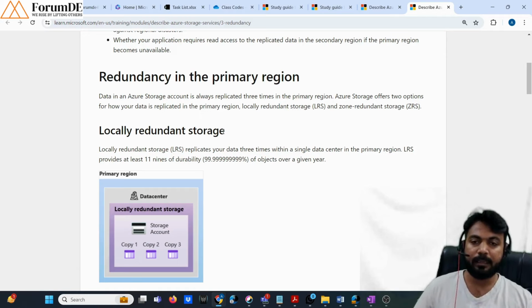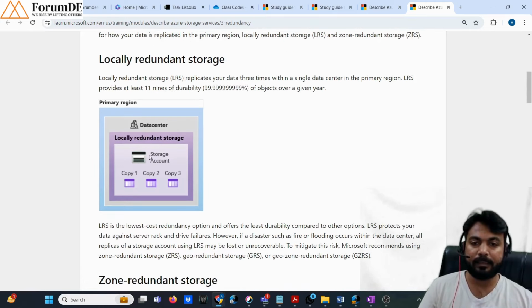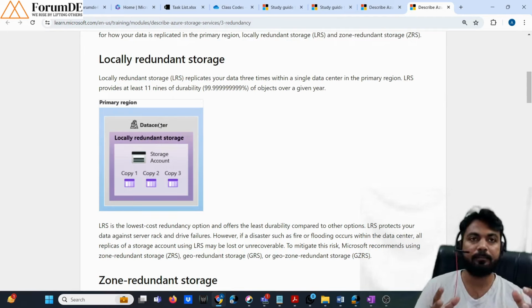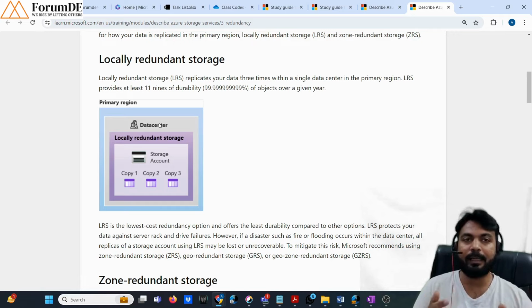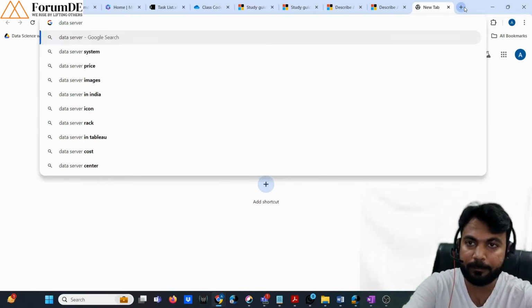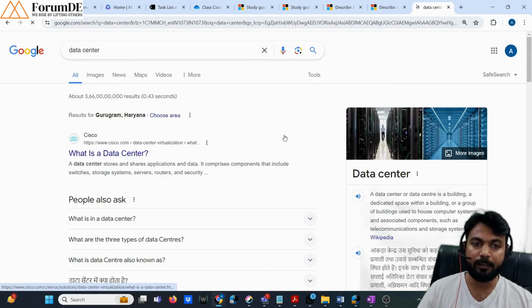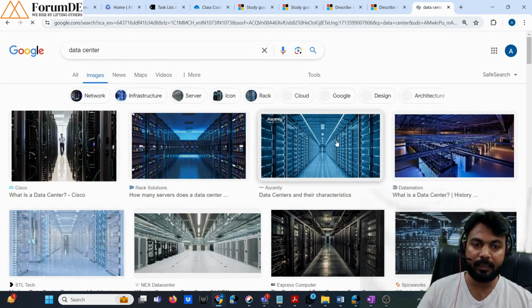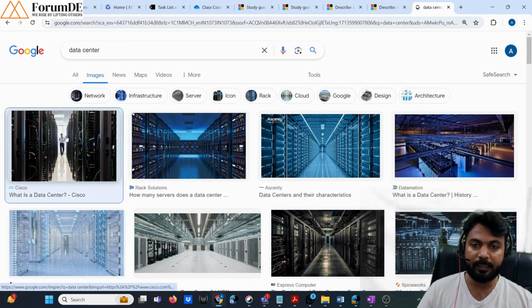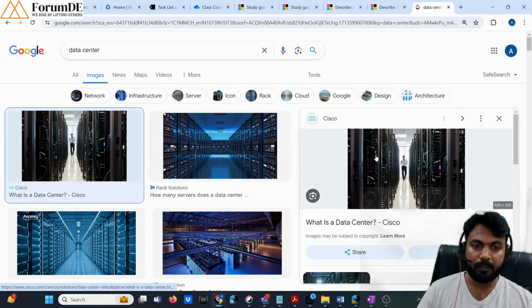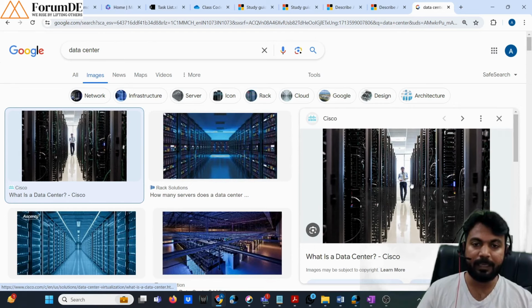First, let's look into locally redundant storage. In locally redundant storage, what happens? There is something called a data center. You might have heard this word. A data center is physical infrastructure, where our data is stored and where our servers are located. Let me show you what a data center looks like. You see, this is how a data center looks, and there are racks in this data center. As you can see in this image, racks are there in which our data is stored.